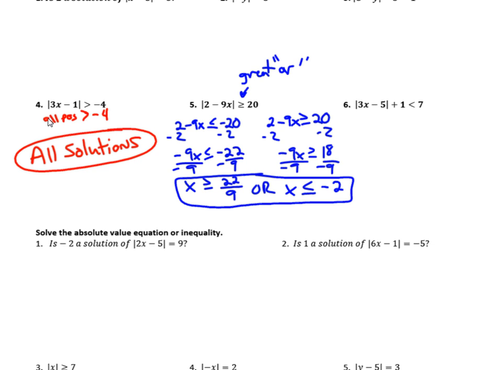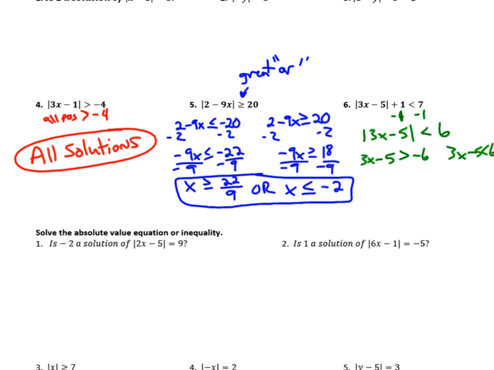Problem number 6 here, I've got the absolute value is not by itself, so I want to do that first. That's a subtract 1, and I'm thinking ahead here because on the right-hand side here, 7 minus 1 actually is 6. So now I've got the absolute value with the positive answer on the right-hand side, and so I'm good. I can split this. I get 3x minus 5, change the inequality and change the answer. 3x minus 5, leave the inequality and leave the answer. Hopefully that still fits on your screen. I can kind of see it on mine.